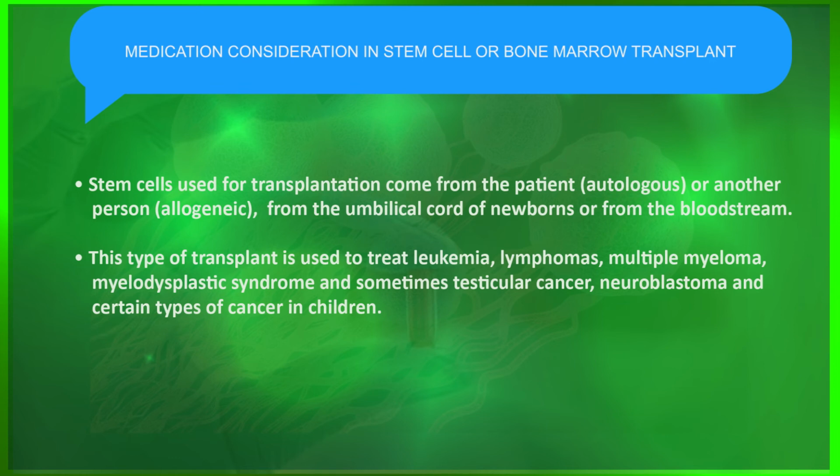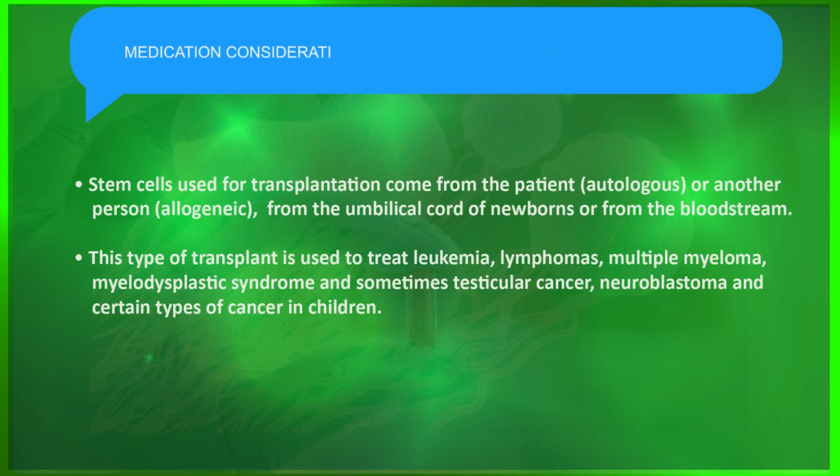Stem cells used for transplantation come from the patient, autologous, or another person, allogeneic, from the umbilical cord of newborns or from the bloodstream. This type of transplant is used to treat leukemia, lymphomas, multiple myeloma, myelodysplastic syndrome, and sometimes testicular cancer, neuroblastoma, and certain types of cancer in children.